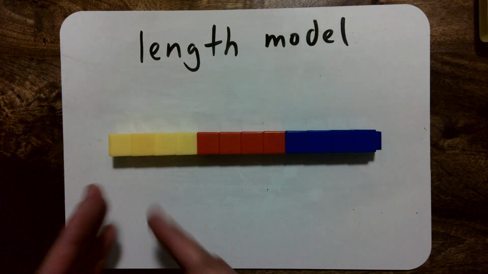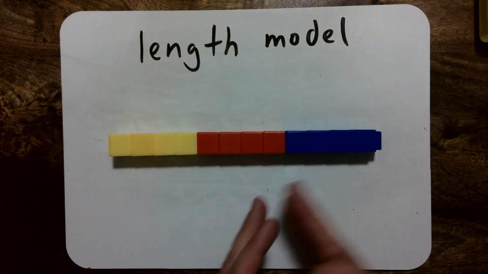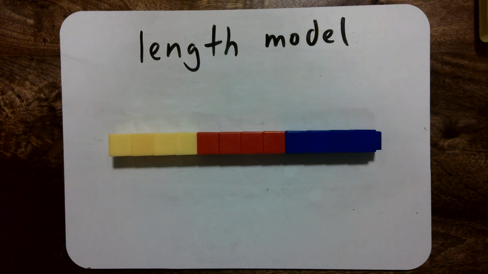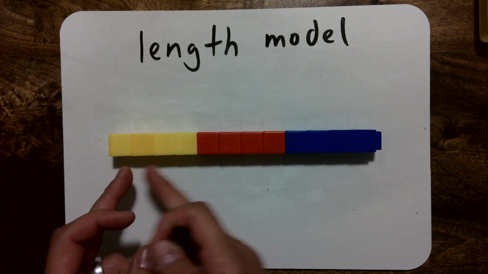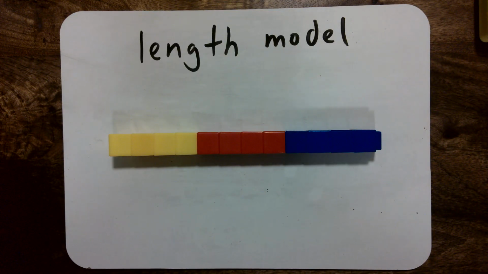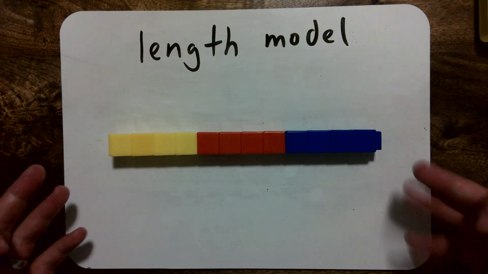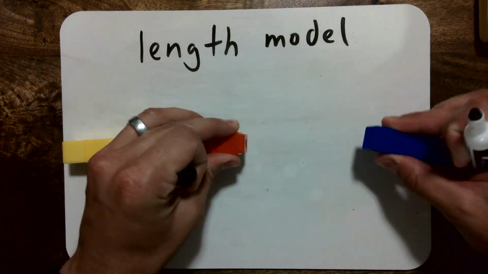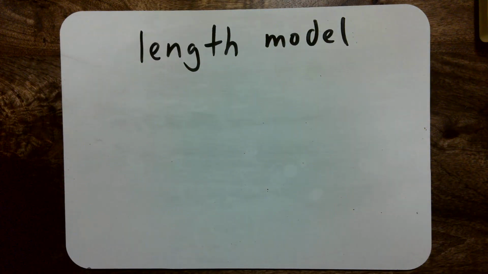So again, yellow is one group, red is one group, blue is one group, and then the size of each is going to be 4, and this has a total length of 12. So again, with the length model, we're measuring the actual length. These are just connecting cubes. It's a common tool used for length models, since you can connect and disconnect as you need.